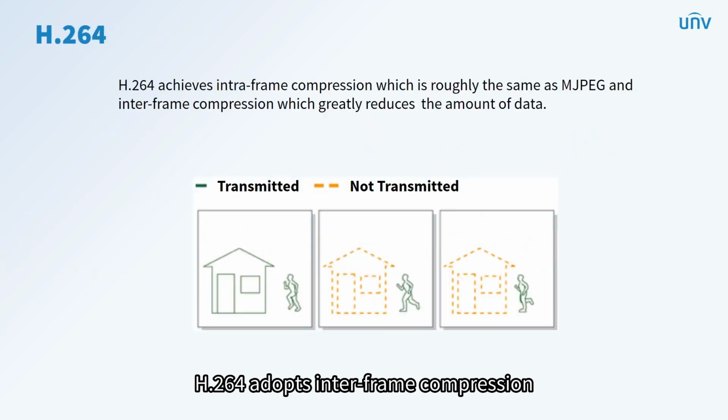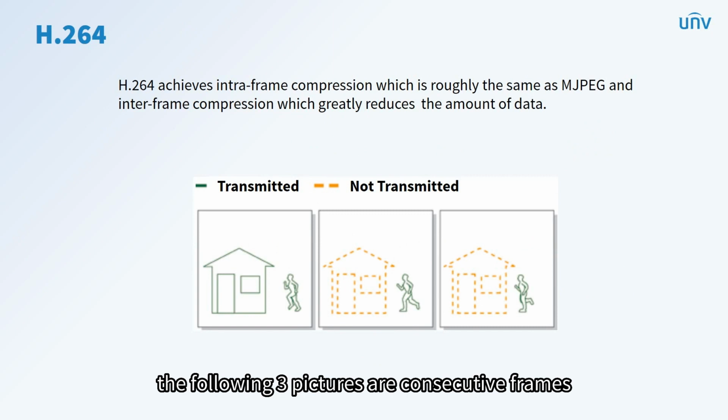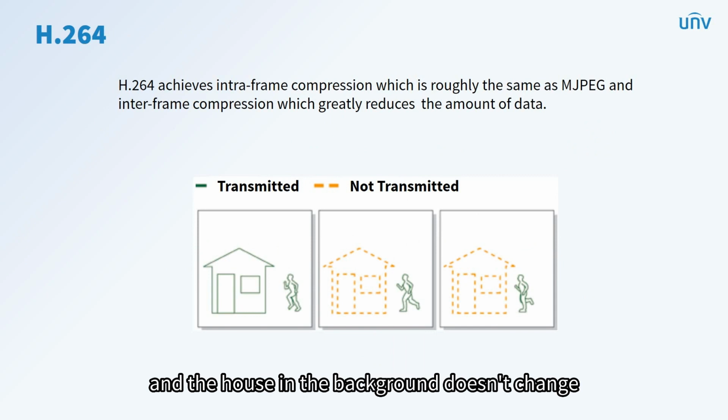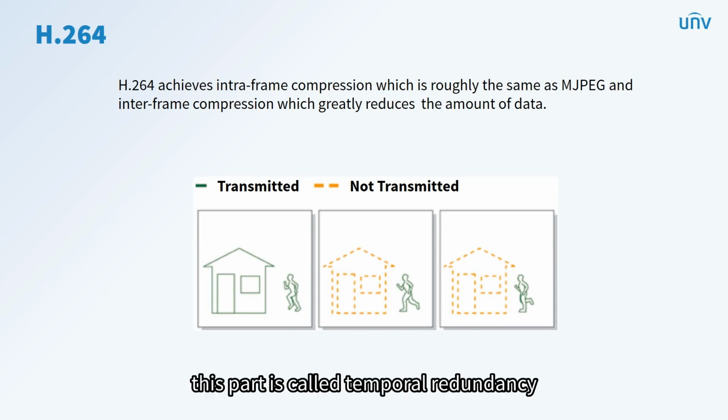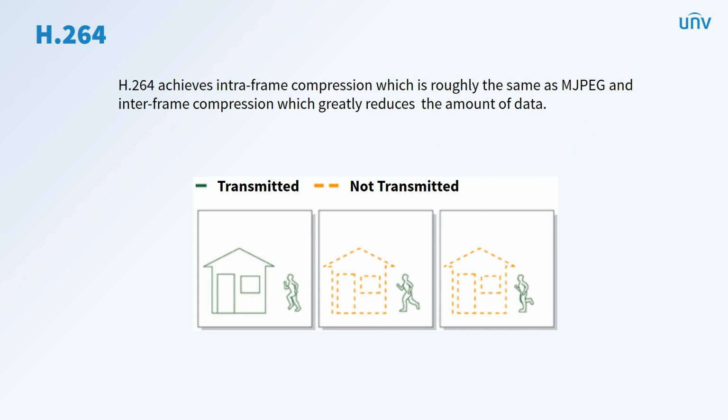H.264 adopts interframe compression. The following three pictures are consecutive frames. We can find that only the person is moving, and the house in the background doesn't change. This part is called temporal redundancy. Different redundancy needs to be compressed by specific encoding techniques. H.264 uses interframe compression to remove temporal redundancy.